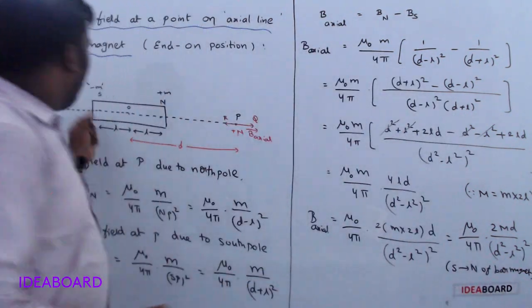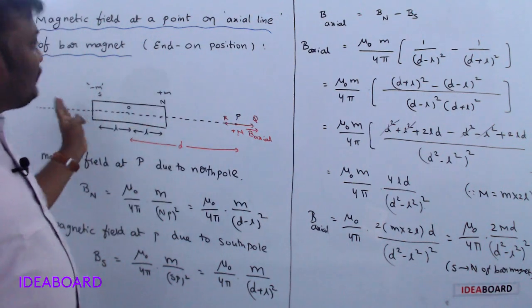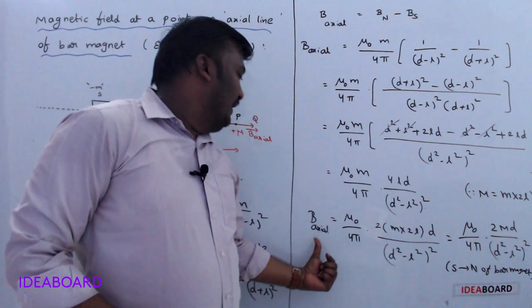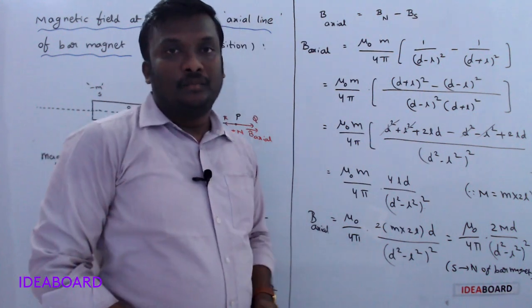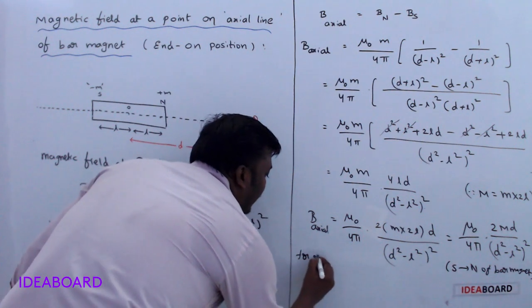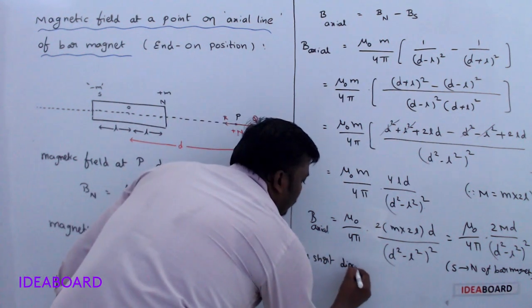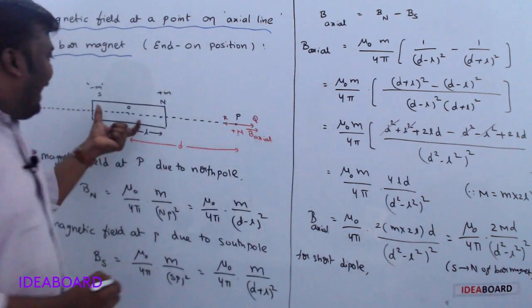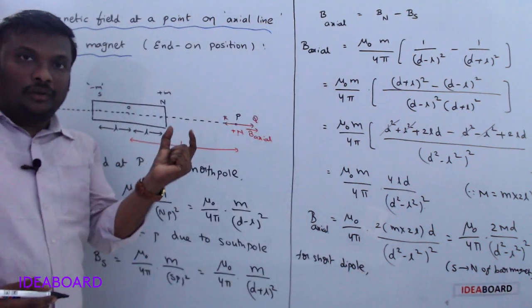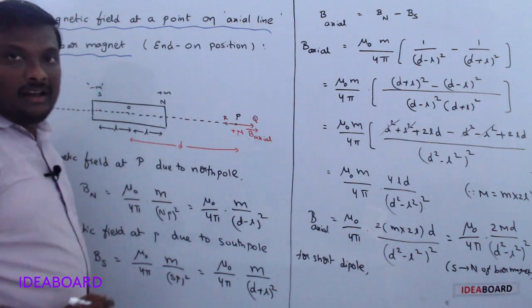So always consider the bar magnet. In the bar magnet, only from south to north the magnetic field direction will be there. Suppose it is a shorter dipole, meaning the magnet is a shorter one. If the magnet is shorter, its length is small, right?